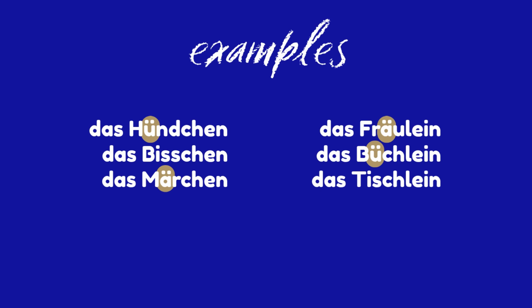Lein is used in case that chen makes it harder to pronounce the word. For example, Fräuchen or Buchchen sound clunky and are more difficult to say than Fräulein and Büchlein.